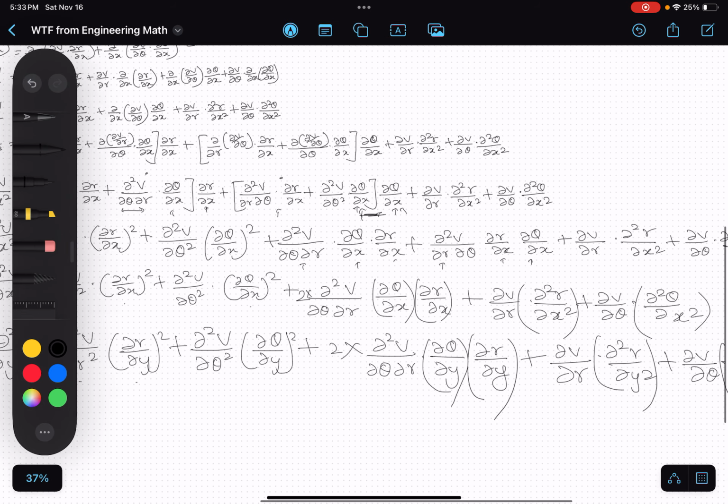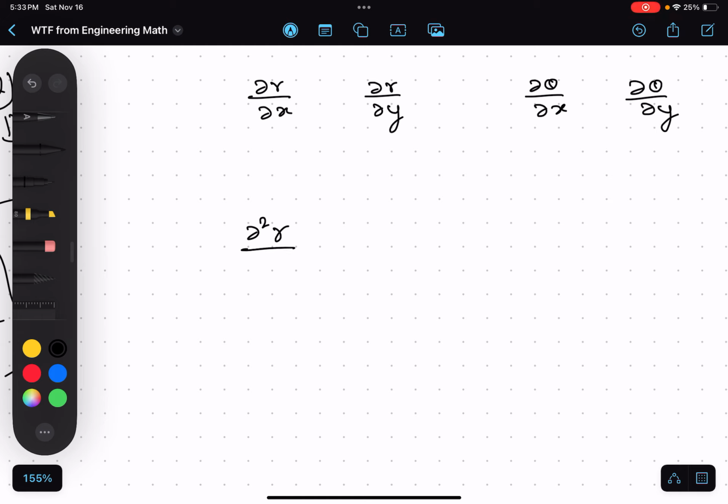Partial theta partial x, partial theta partial y, and then partial square r by partial x square, partial square r by partial y square, partial square theta by partial x square, partial square theta by partial y square. It's not too hard, guys. This is actually not too hard.